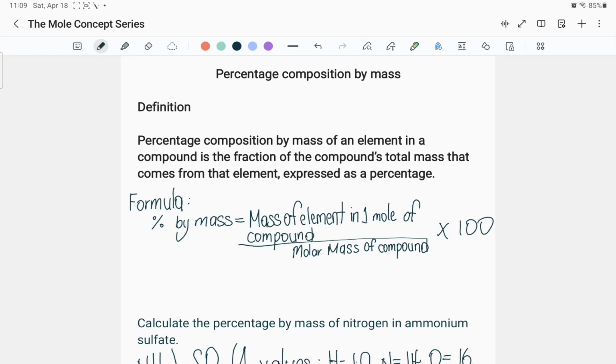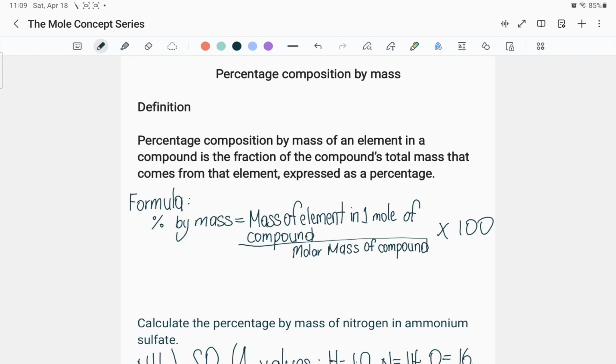In today's video, we'll be focusing on more mole calculations divided into two sections: percentage composition by mass and using Avogadro's law. So, when we speak about percentage composition by mass, consider the compound sodium bicarbonate, and then we want to find the percentage of sodium in sodium bicarbonate. What we basically want to find is the mass of sodium in sodium bicarbonate expressed as a percentage.